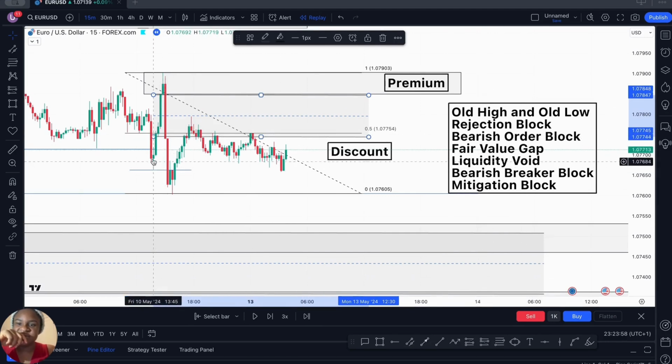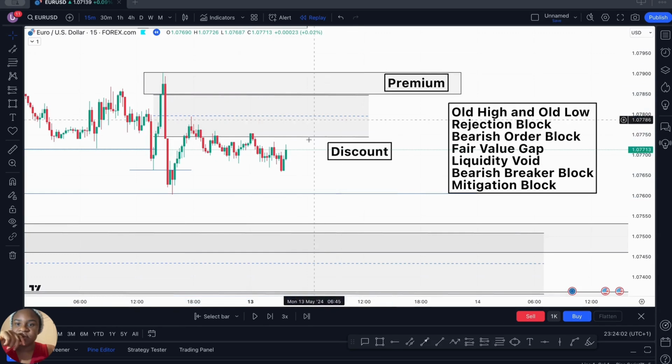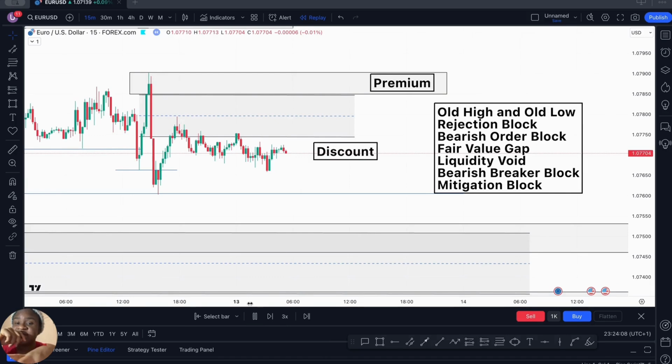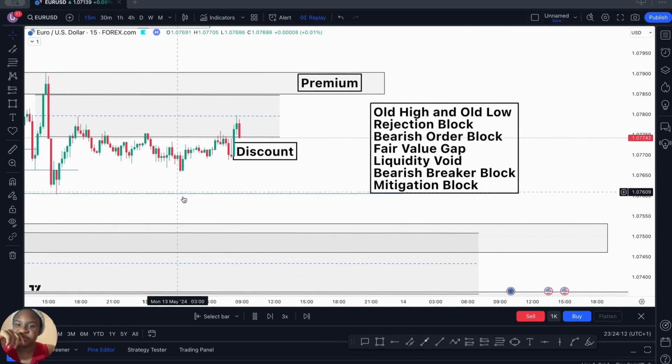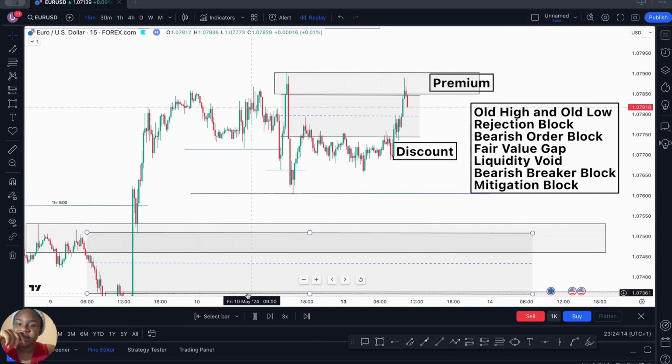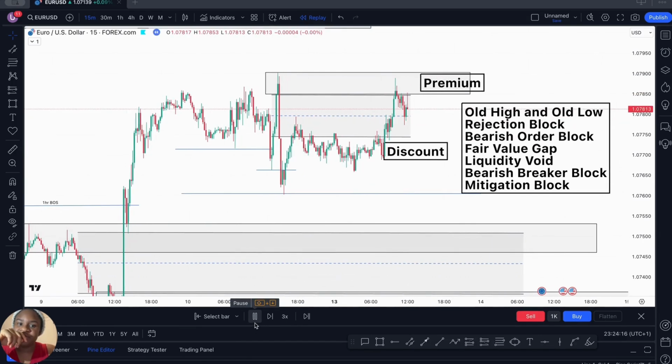Breaker block is in discount, so I won't take it. Mitigation block, no. So indirectly, market can come in this direction here, which market has gotten to, and you will see a form of reaction. Market shaking in that environment. Why? Because you can be targeting downwards, for market to come and react.